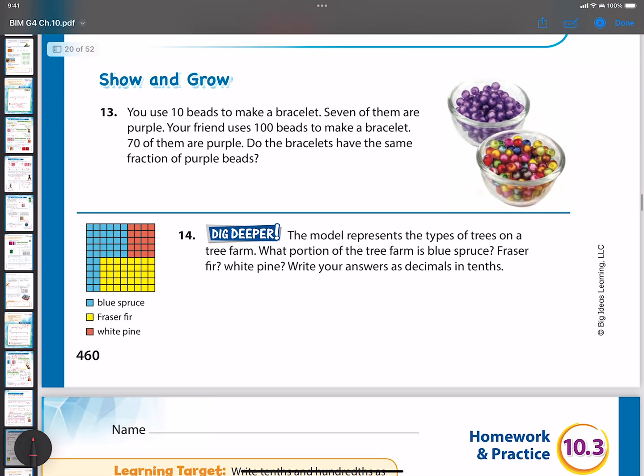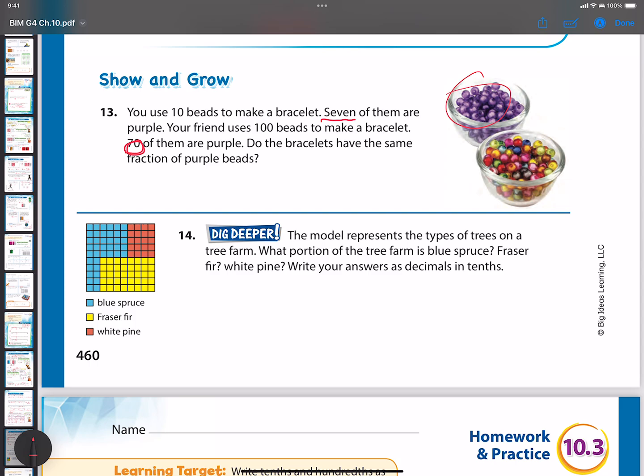Okay, now number 13. You use 10 beads to make a bracelet. 7 of them are purple. And your friend uses 100 beads to make a bracelet. 70 of them are purple. Now, do the bracelets have the same fraction of purple beads?